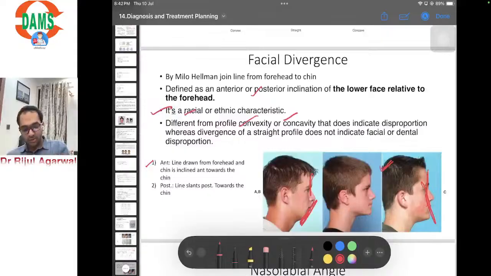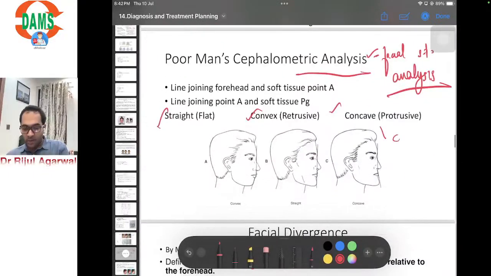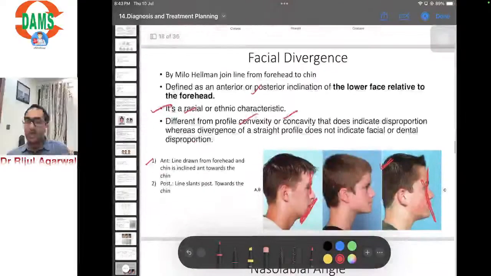So that means how it's different, because in facial profile characteristic, if the patient has a concave profile, we say it's a class 3. If it is a convex, it's class 2. If it's straight, we generally say it's class 1. But in facial divergence, a similar class 1 patient can have any of these 3 types of facial divergences.